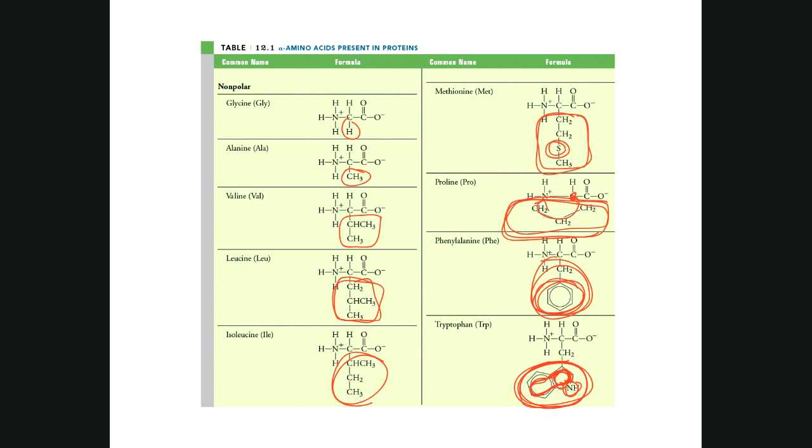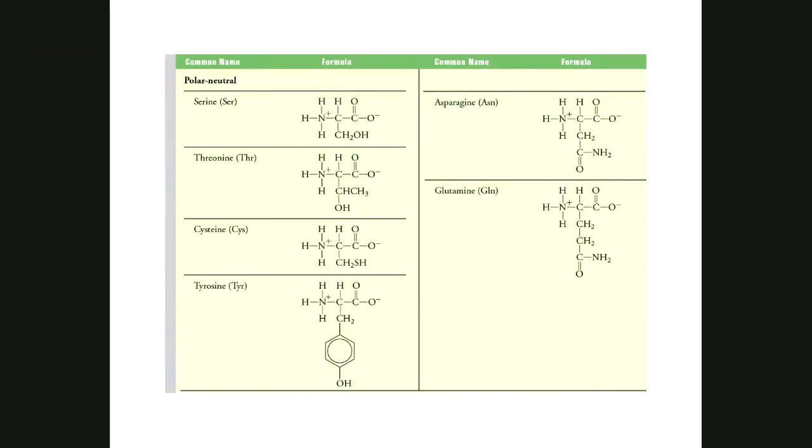So if you notice, we call these nonpolar, not because they don't have a charge or polarity. Again, the carboxylic acid and the ammonium impart these entities with enormous amounts of polarity, but it's the side chain that we're focusing on when we're classifying them as polar or nonpolar. In this case, it's nonpolar. Okay? All right. The next table starts to introduce what we call polar neutral amino acids. So these contain atoms like oxygen and nitrogen and things of the sort, but they are not charged.